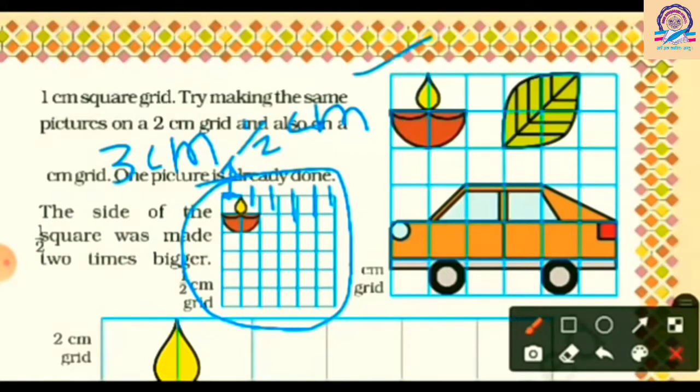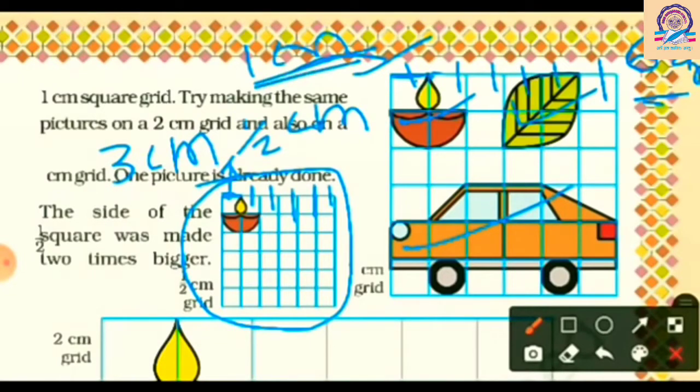Now let's see the 1 centimeter grid where different pictures are given like leaves, car, diya. Now let's calculate the length of one side of this 1 centimeter grid. Here 1, 2, 3, 4, 5, 6 squares are given. Therefore 6 centimeter is the total length of this side. Why 6 centimeter? Because the length of one square side is 1 centimeter.